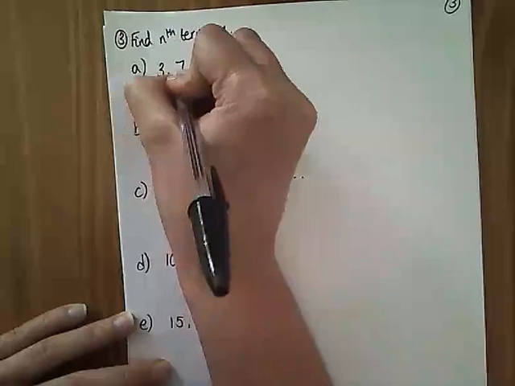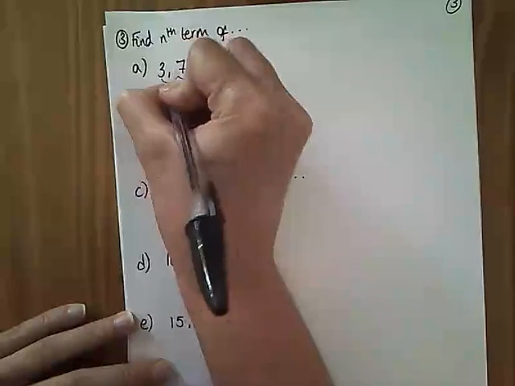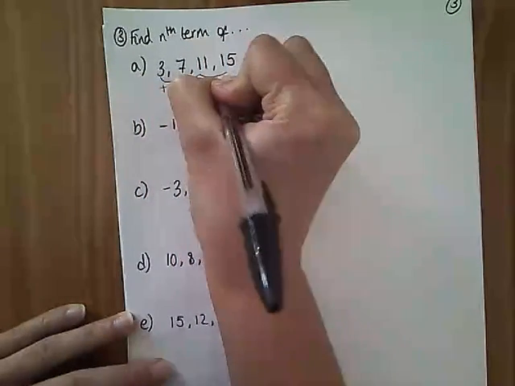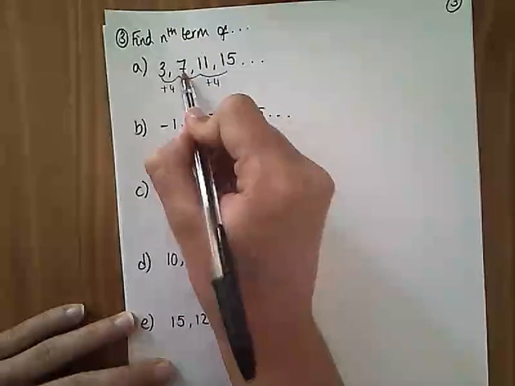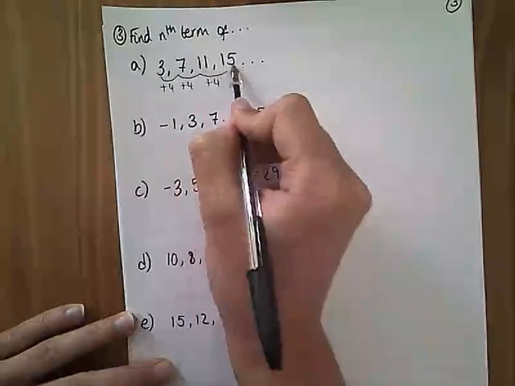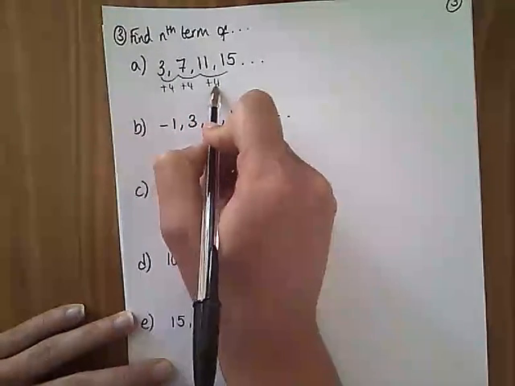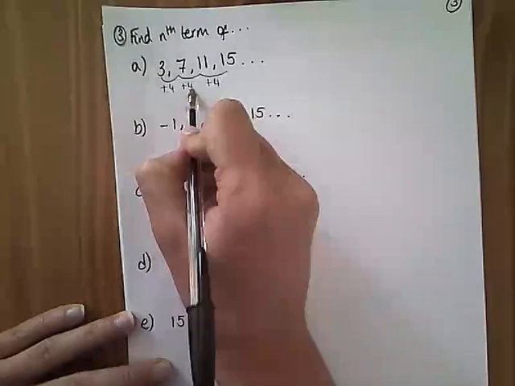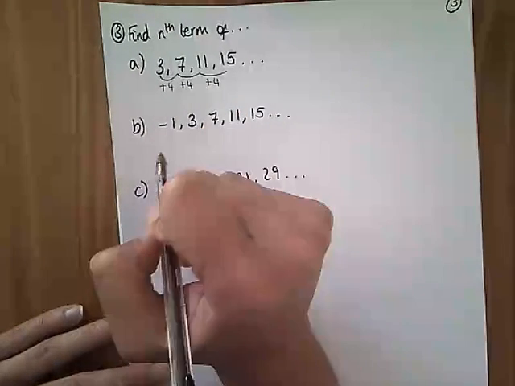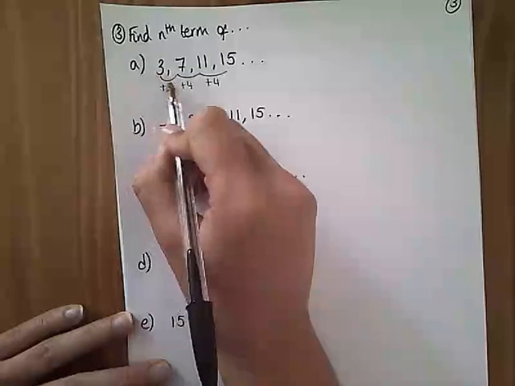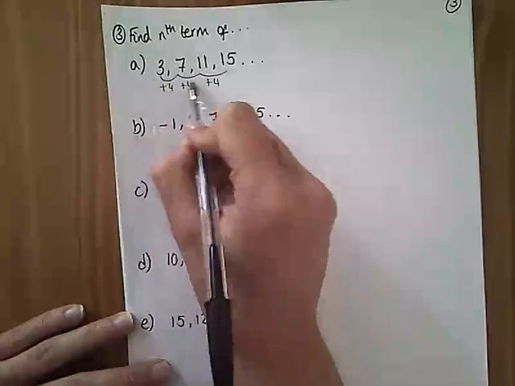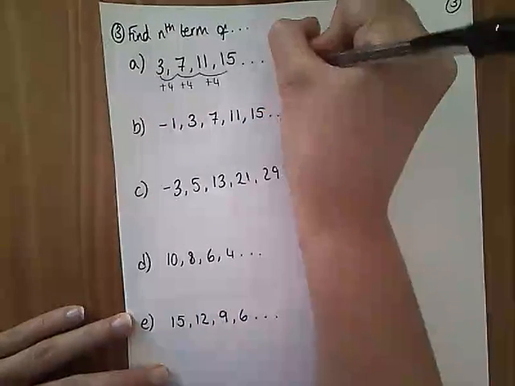So all we're going to do is work out what is happening to go from each number to each number. So in this case, to get from 3 to 7 we add 4, 7 to 11 we add 4, 11 to 15 add 4. You will only be asked to do ones that go up or down by the same amount every time. So you work out what is going up each time, which is going up in 4s. That number goes in front of n, 4n.